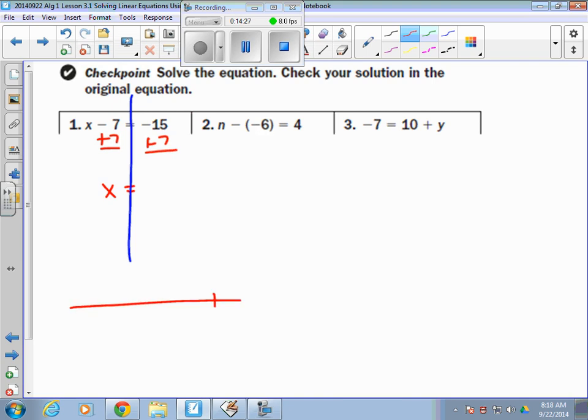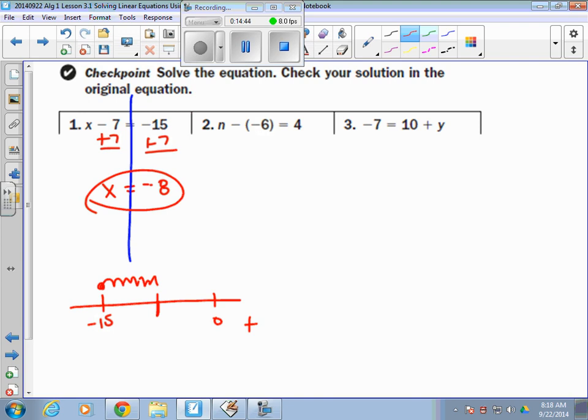Think of your number line. Always think of your number line. You start off at negative 15. Plus 7 goes this way 7 times. 1, 2, 3, 4, 5, 6, 7. Right here is going to be negative 8. x is equal to negative 8.